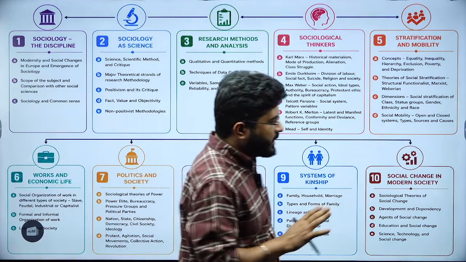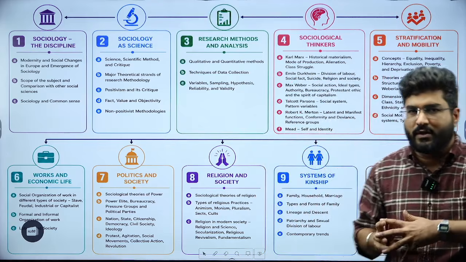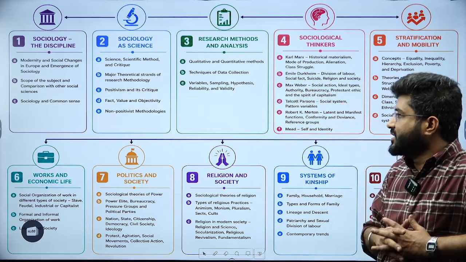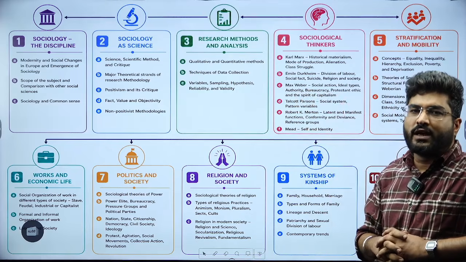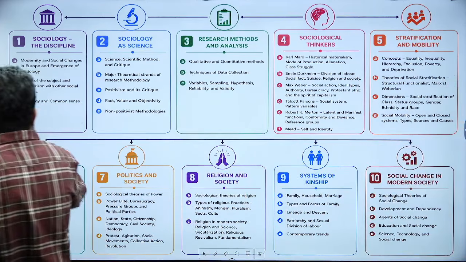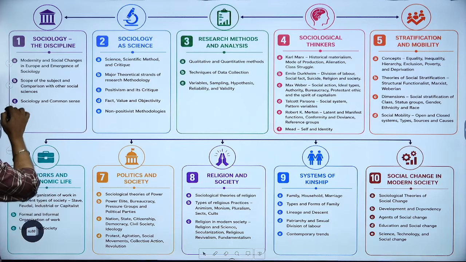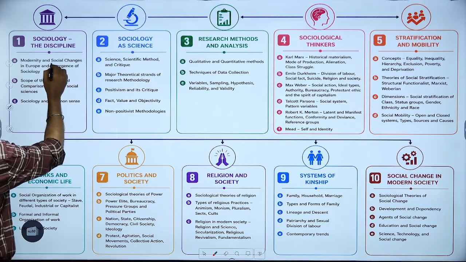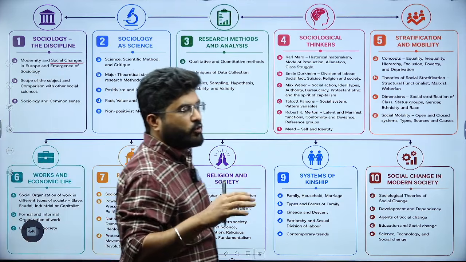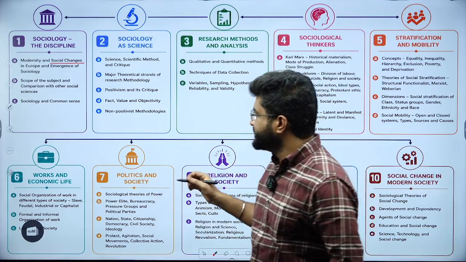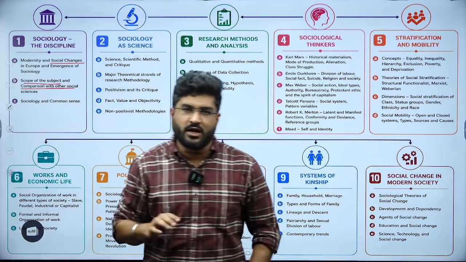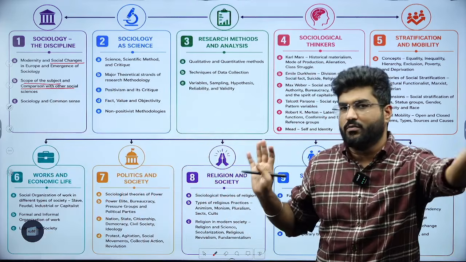So there are 10 different chapters related to paper 1 which we're going to cover. The first is sociology, the discipline. Now, what are we going to read in sociology, the discipline? We are going to read about modernity and social changes in Europe and the emergence of sociology. Then we are going to read about the scope of sociology and its comparison with other social sciences. And the third major component is about sociology and common sense.